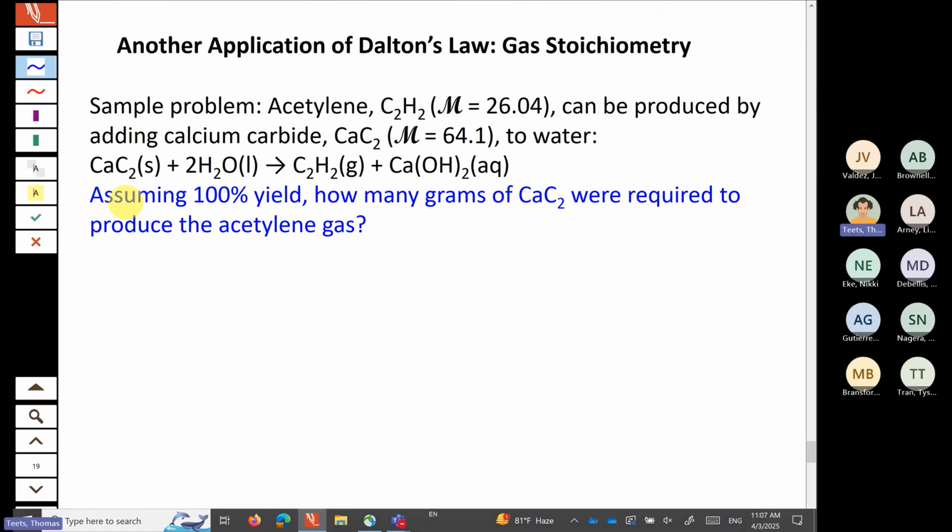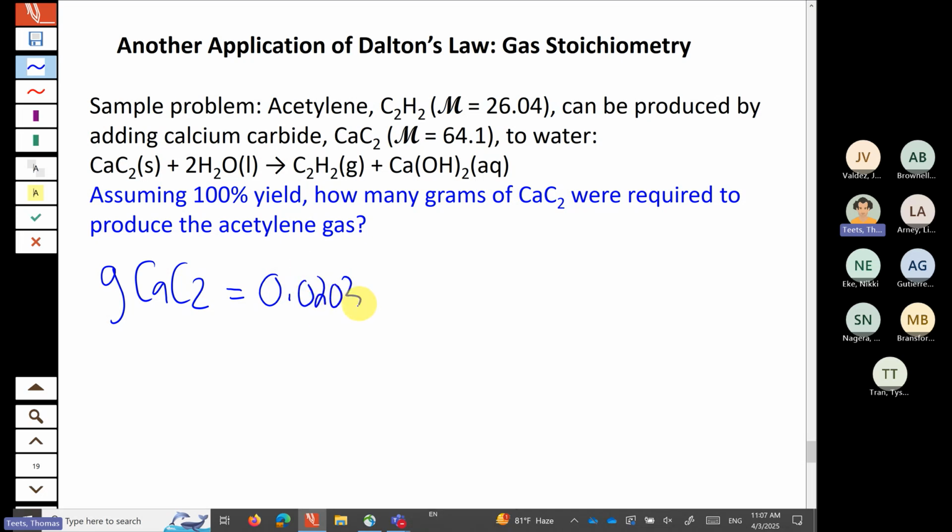The last question is, assuming we had 100% yield, how many grams of CaC2 were required to produce this? This is just a stoichiometry problem, so I don't really spend much time on it. The mass of calcium carbide that would be required: we figured out that there was 0.0203 moles of acetylene produced, and now it's just a stoichiometry problem. So we use mole ratios to figure out how many moles of calcium carbide that corresponds to. They both have coefficients of 1, so it's a 1-to-1 mole ratio.